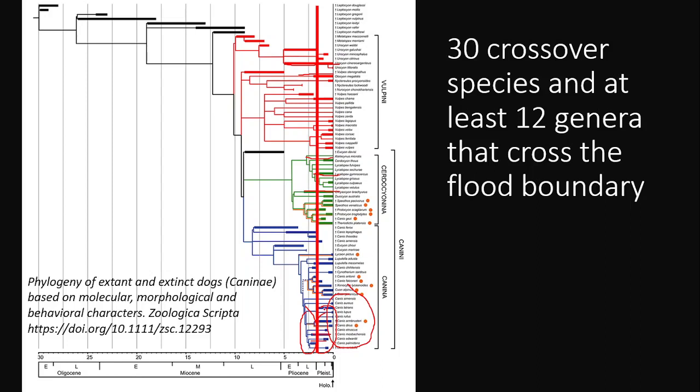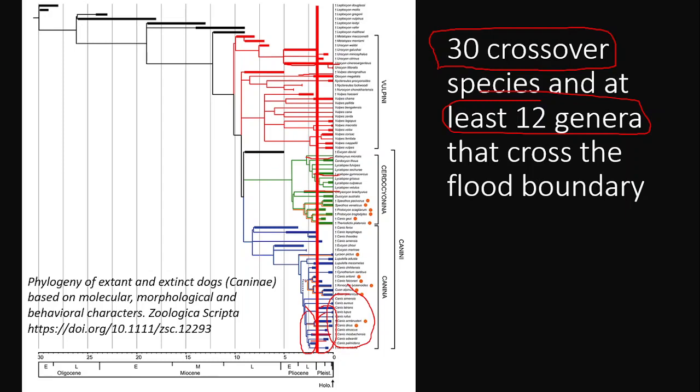Did God create all these different kinds and then Noah preserved all those kinds? There are at least 30 crossover species, and at least 12 genera, groups of species that cross over the flood boundary. So in my mind, there has to be at least 12 different pairs of canine-like things that are all separate canine kinds that were preserved by Noah so that they could continue to exist after the flood. Otherwise, you look at a figure like this and you have to say that it sure doesn't look like Noah's flood actually destroyed all the canines. They managed to survive through that boundary.